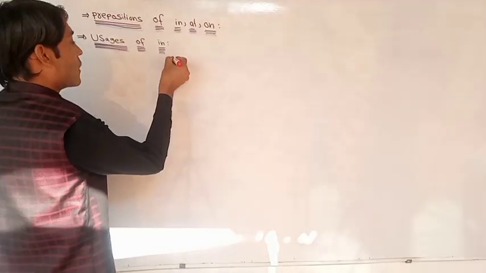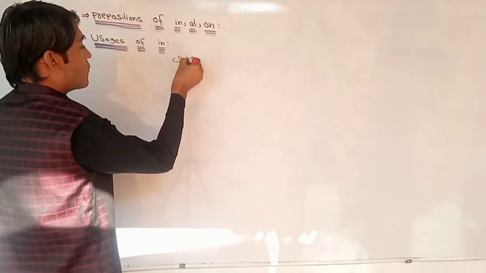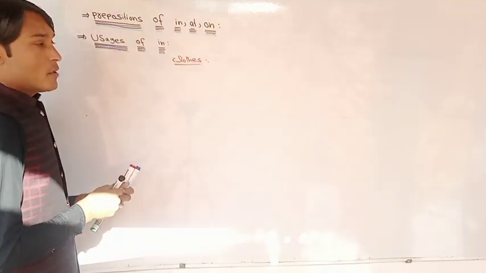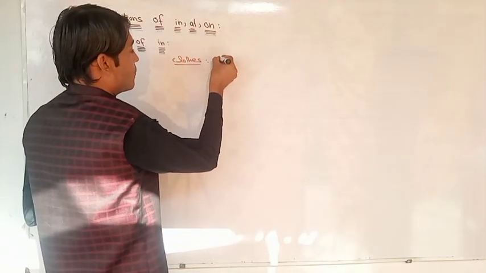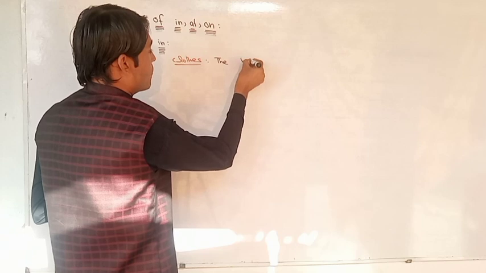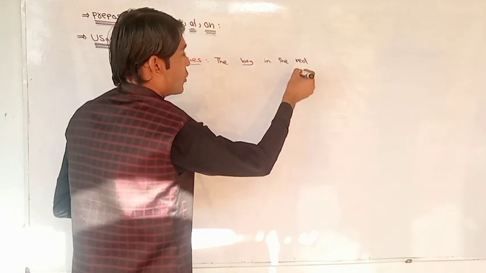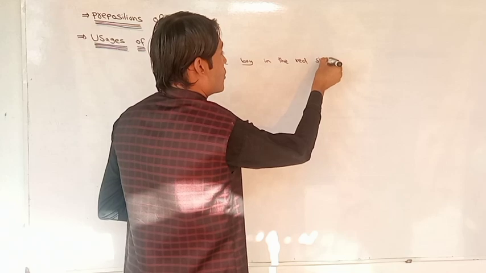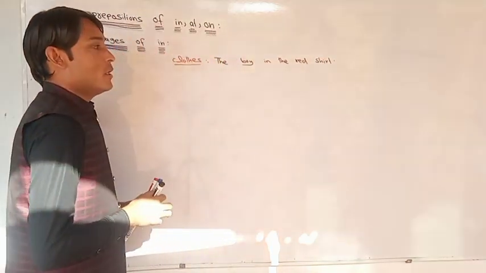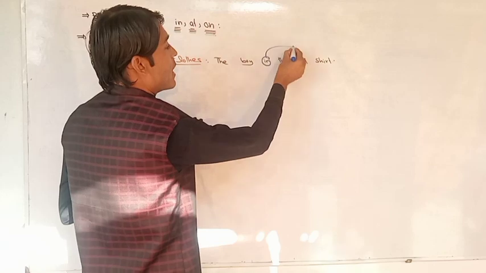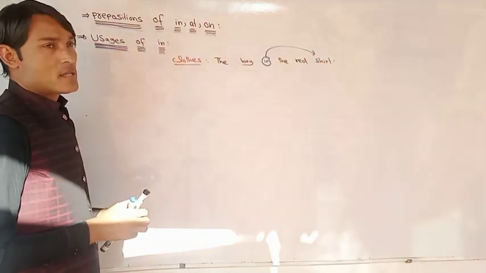And in is used before clothes. For example, I say that the boy in the red shirt. The boy in the red shirt. So here, shirt is what? A shirt is actually a piece of clothing. So we can use in before the name of clothes, etc.